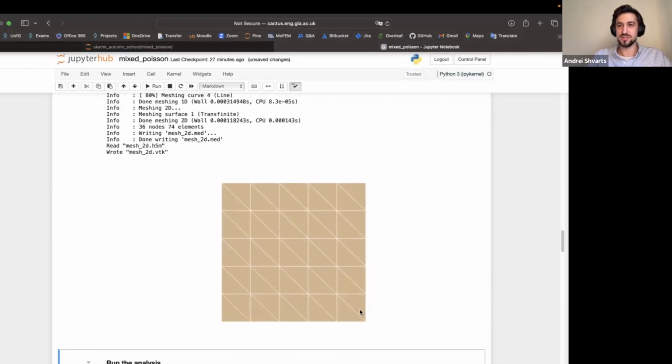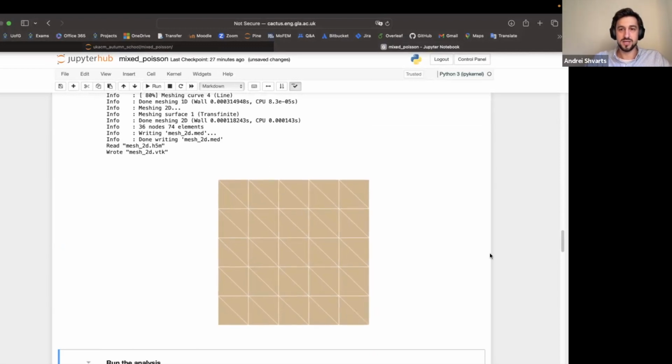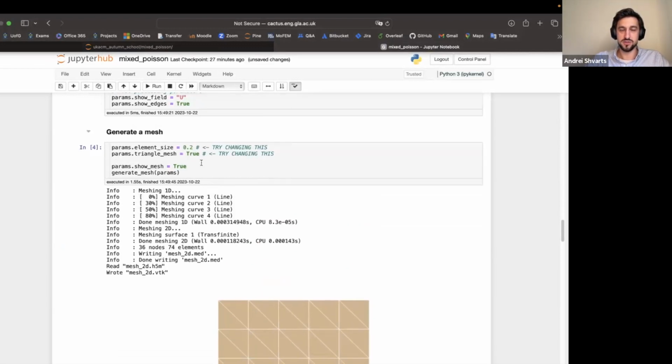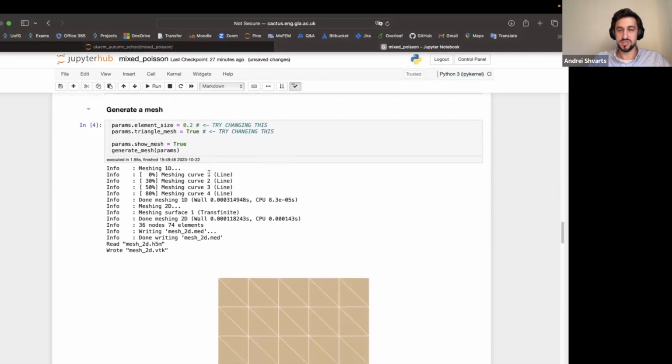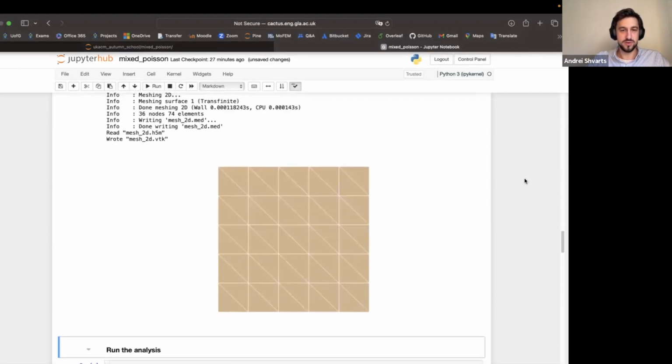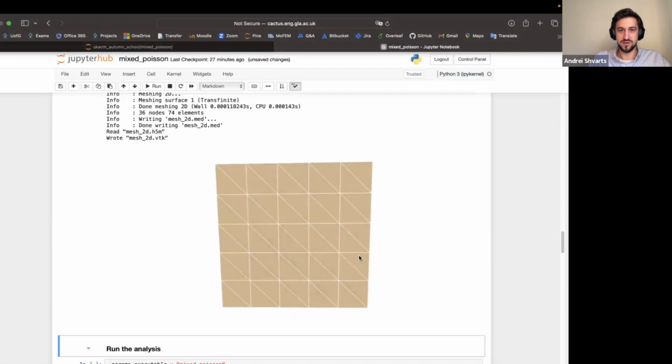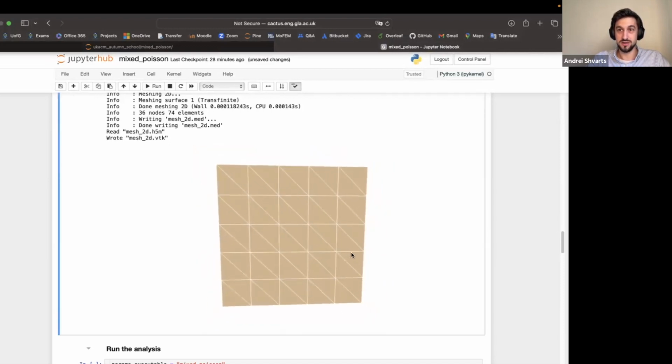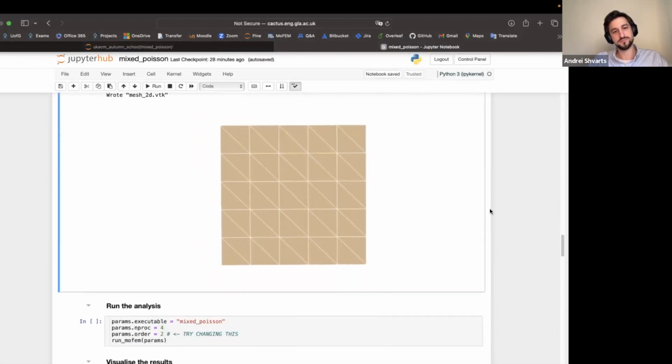We have 5 elements along the sides. And as we chose here true, we have triangles. You will be able to change this later on to see different meshes. And please note that this is all interactive and you can zoom in if you're considering a fine mesh and want to see the details.